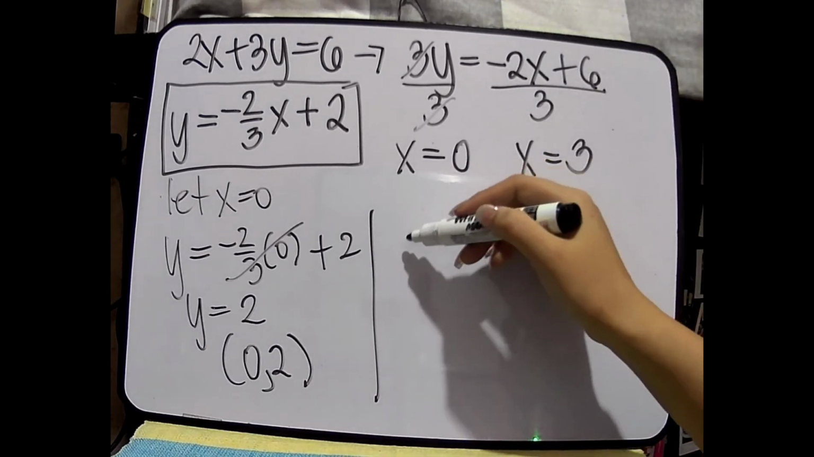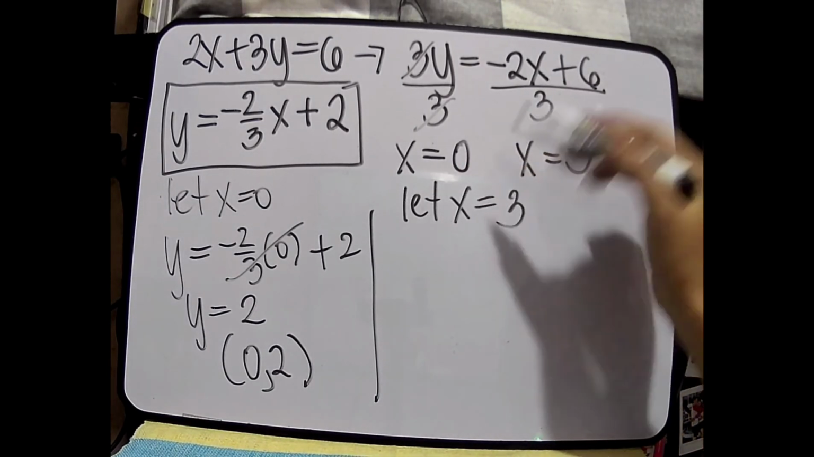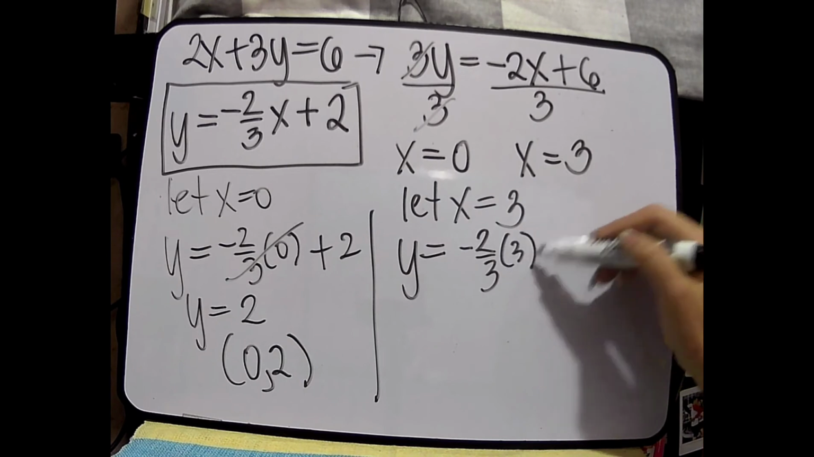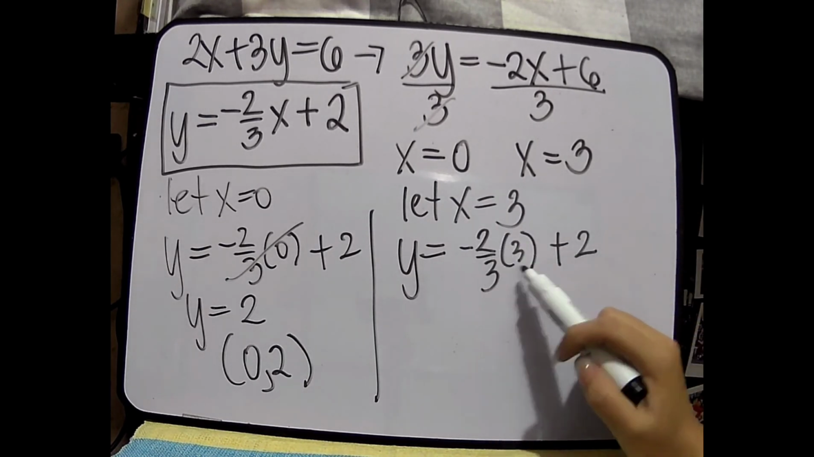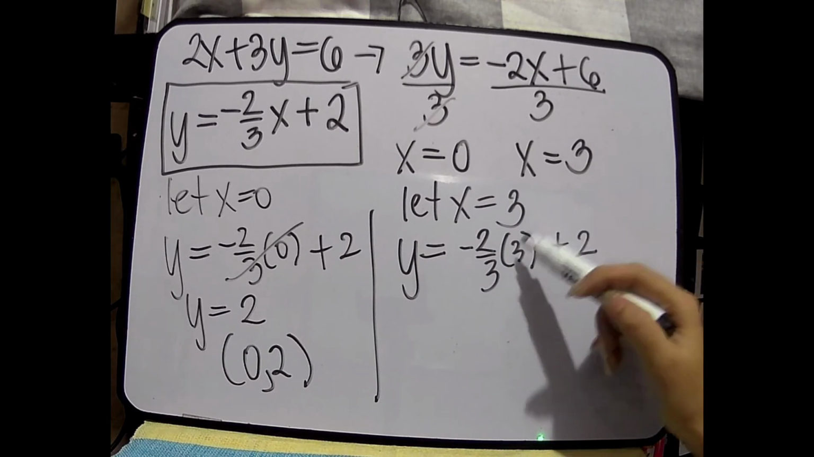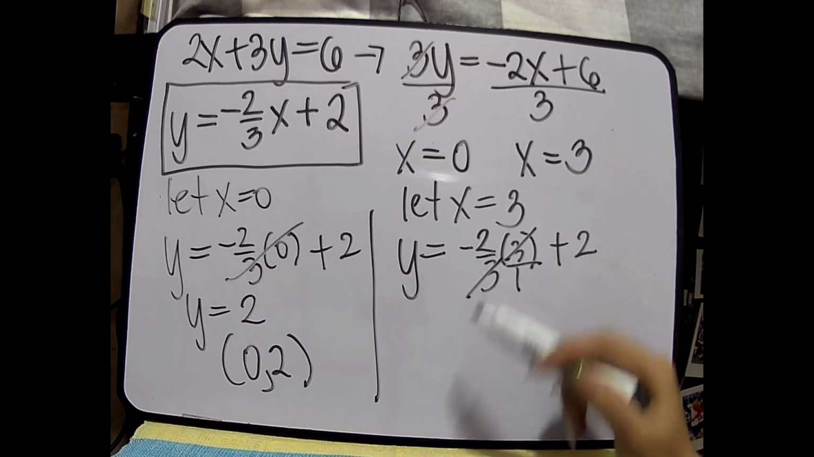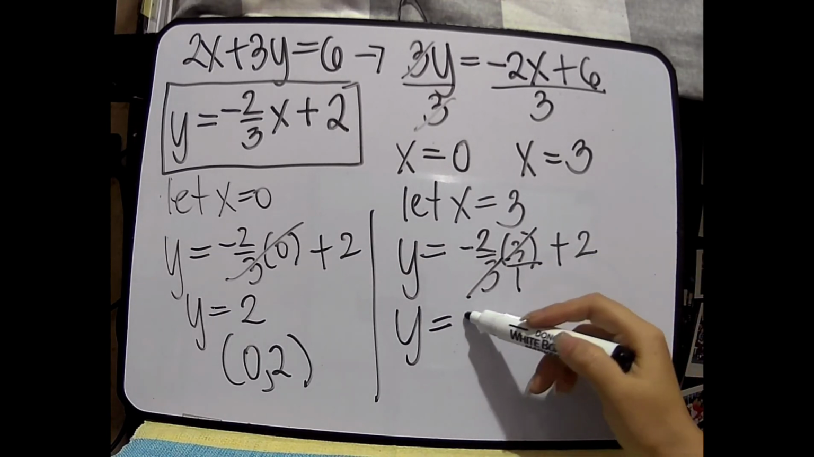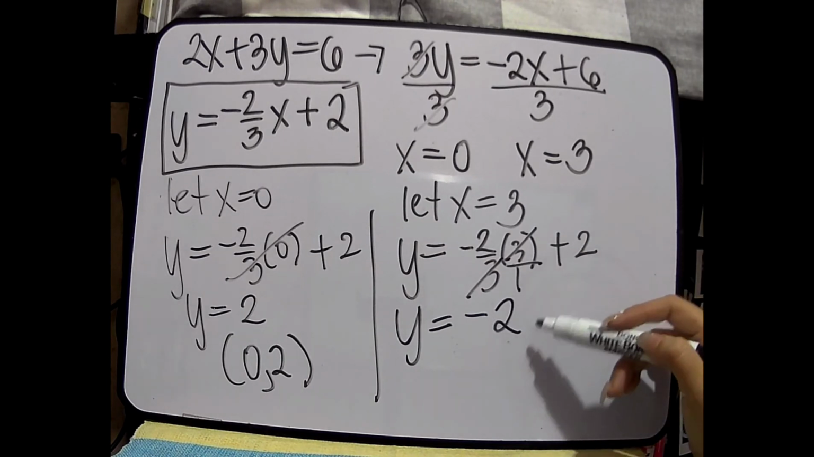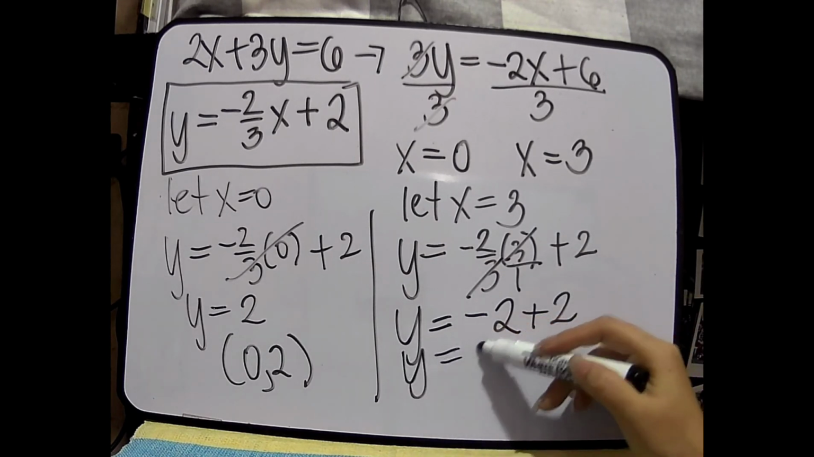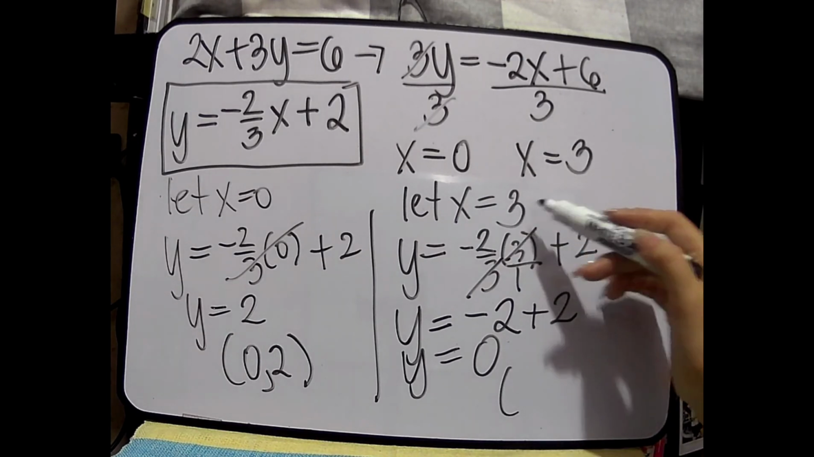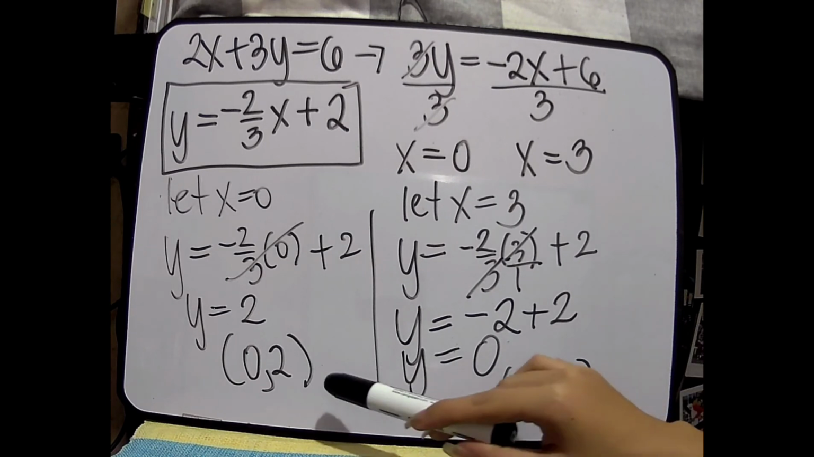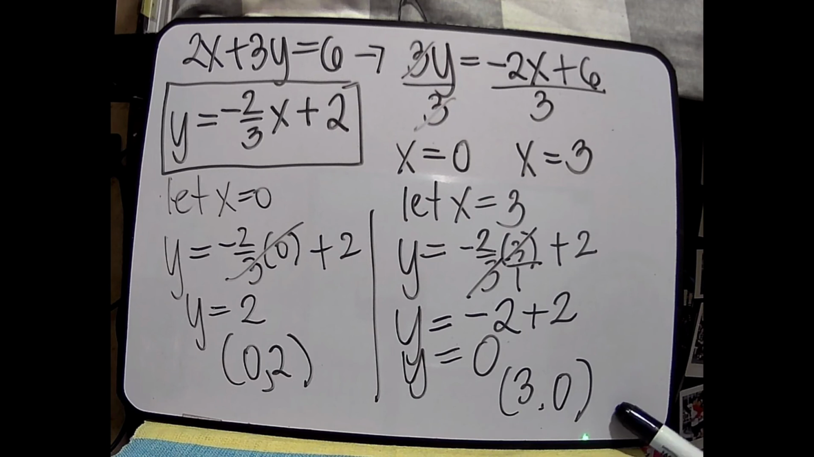And then, for another solution, let x is equals to 3. So, we have y is equals to negative 2/3 times 3 plus 2. And then, remember, kapag multiply tayo ng fraction, sa numerator lang, pero dahil over 1 to, simplify na lang natin. So, y is equals to negative 2 over 1. So, I will just write negative 2 plus 2, which will give us 0. So, we have, yung ginamit natin value for x is 3 and then 0. And then, ipa-plot lang ulit to sa Cartesian plane and then i-connect natin.